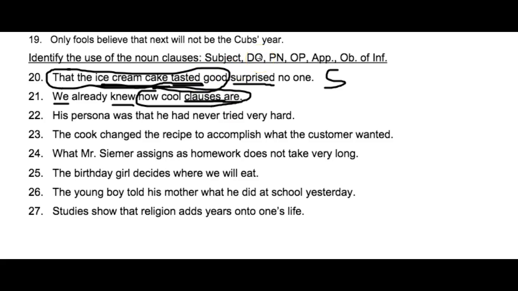A DO is going to have an active transitive verb in front of it. A PN is going to have a linking verb in front of it. An OP is going to have a preposition in front of it. An appositive is going to have a noun in front of it. And an object of an infinitive is going to have an infinitive in front of it. This has a verb in front of it, and knew is not a linking verb. You can't put an equal sign here. It's an active transitive verb, so my answer is DO, direct object.